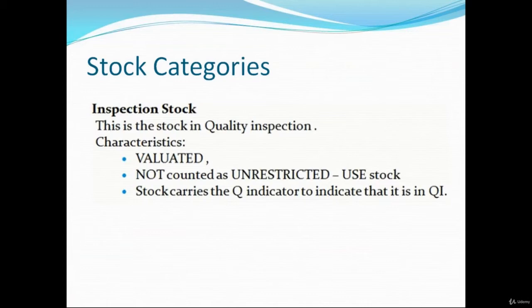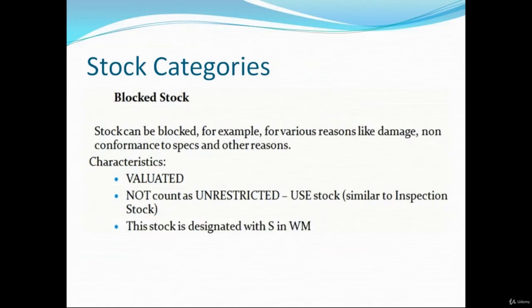So in the inbound process, after the goods receipt of the material, it will be in quality inspection. Once the material passes the quality inspection from the quality department, it will be converted from quality to unrestricted, and it will be put into the particular bin so that the material is available for further usage. This material is indicated by Q in the quality inspection.